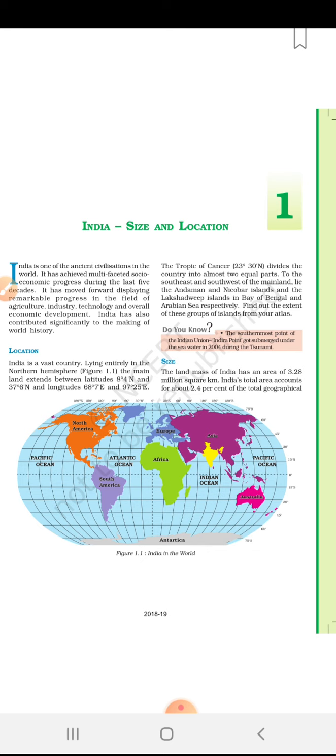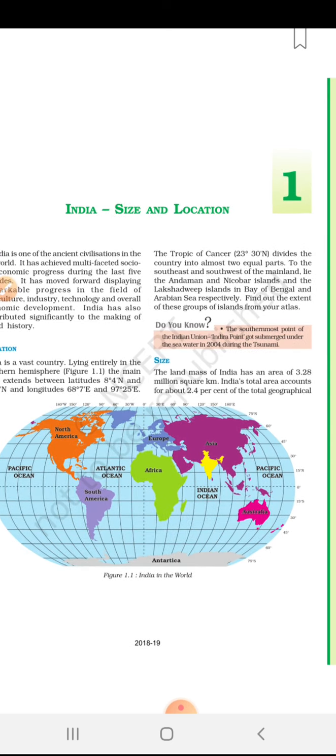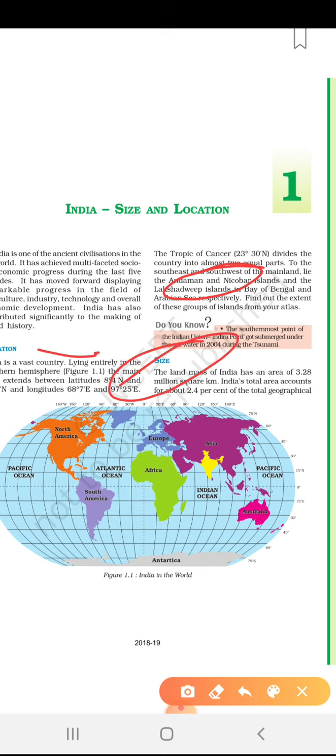Now we are going to talk about the Tropic of Cancer. It divides the country into almost two equal parts. Here we are talking about how, to the south, east and southwest of the mainland lie the Andaman and Nicobar Islands and the Lakshadweep Islands. So you should remember that the capital of Andaman and Nicobar is Port Blair and the capital of Lakshadweep is Kavaratti. Now here we are going to talk about the size of our country.